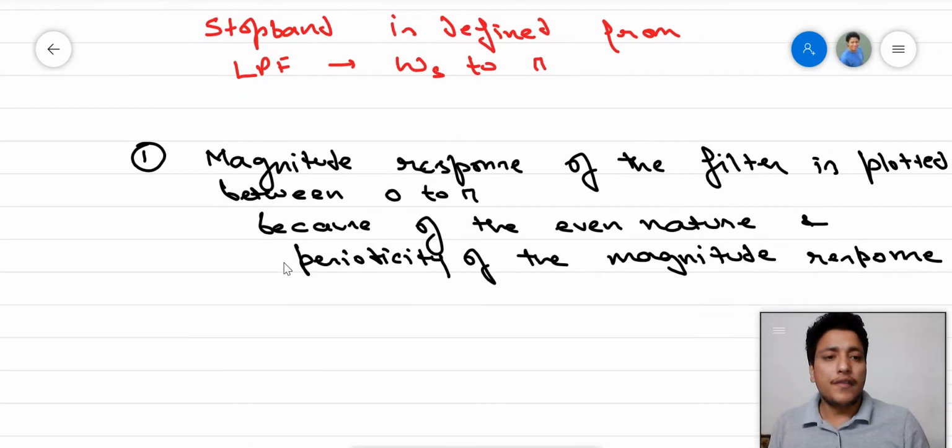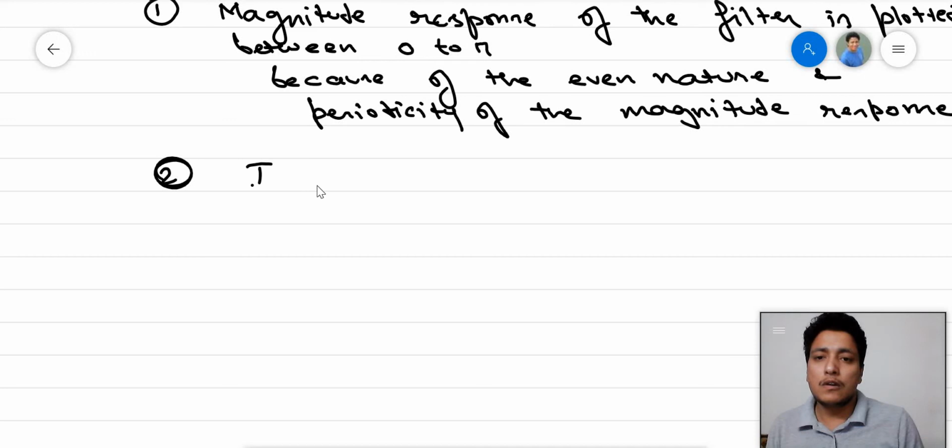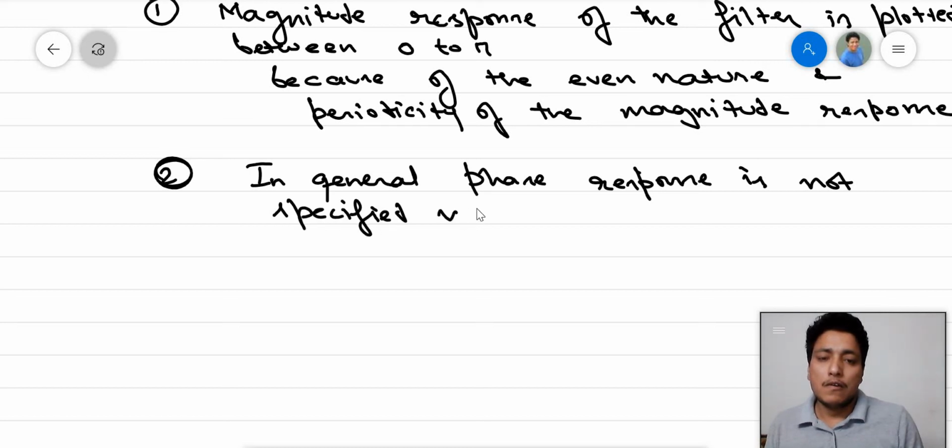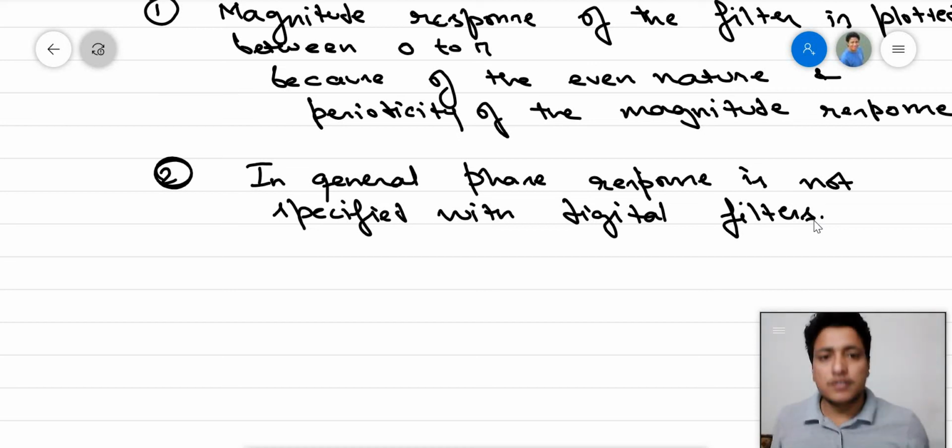Second point is the phase part. In general, phase response is not specified with the digital filters. So in most of the cases we will see there is no discussion regarding the phase in case of digital filters. In general, we find out the basic phase of the window sequence in the first place, and we find out whenever there is a change of the sign, there is a shift of pi. So that we already knew.